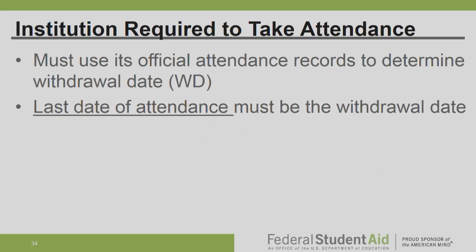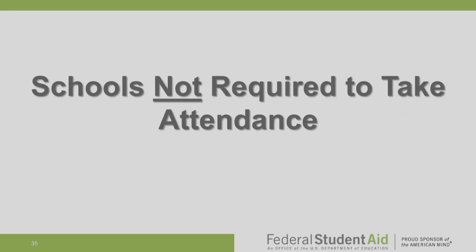Now, the thing about a school that's required to take attendance is that it's actually really simple. Because I'm taking attendance, guess what I use to determine my last date of attendance? My attendance records. My withdrawal date is the last date of attendance in accordance with my attendance records. That's it. It's that simple. We're done. You see the beauty in that? Good. So let's talk about schools that are not required to take attendance. Trust me, this will not be as short as the previous one.